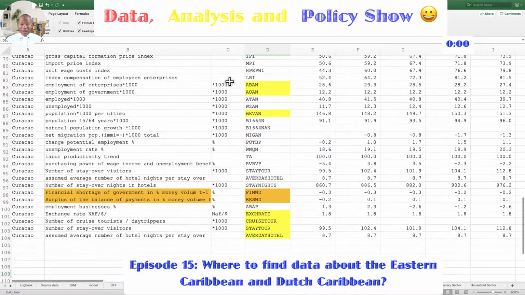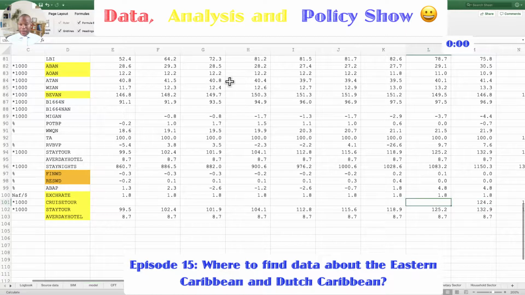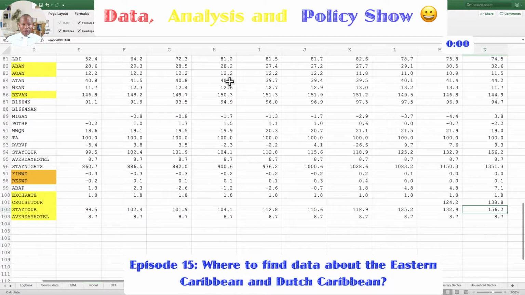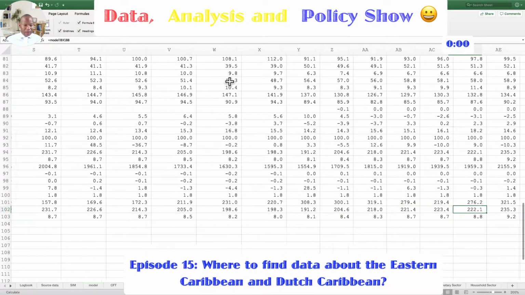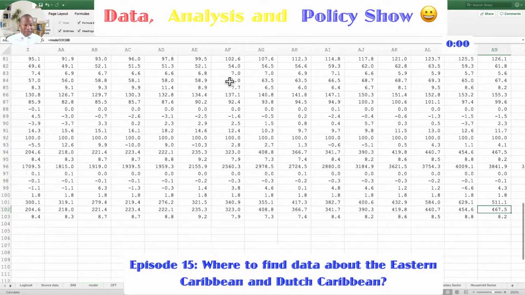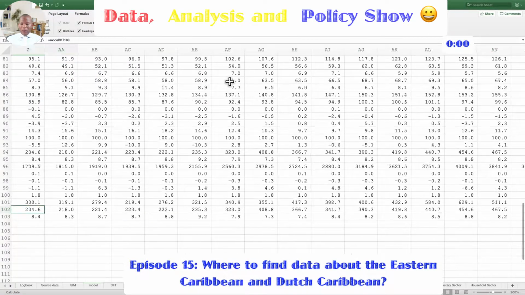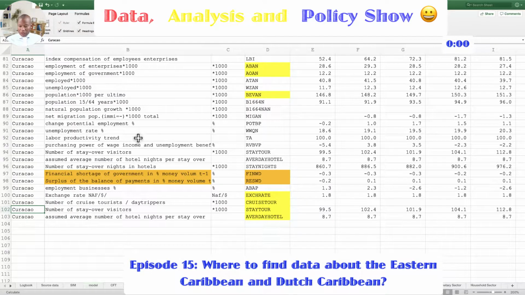Look at how much information there is there. Cruise tourists. So cruise tourists, you see that? Stay-over tourists here. Let's look at this. It has grown considerably for Curacao during the last years. You see that one? So you can get this same format for all those islands.